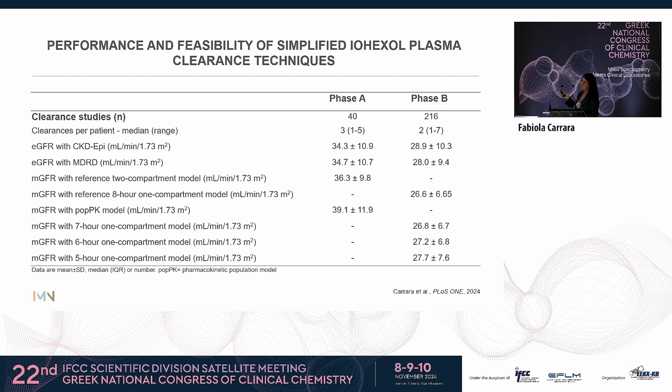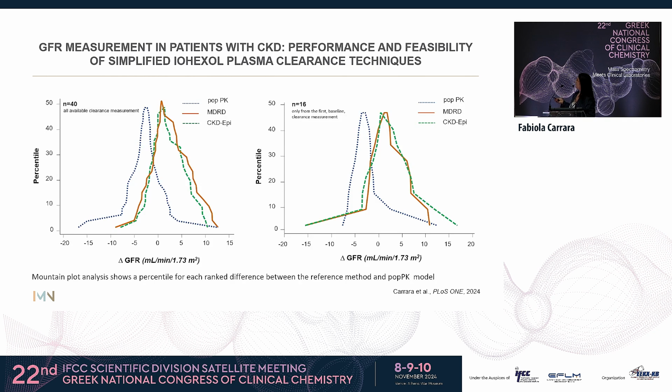And after, in the phase B study, we compare our reference 8-hour 1-compartment model, and we abbreviated the procedure up to 5 hours. Here we can see the results, the mountain plot that shows the percentiles for each rank difference between the reference method and the pharmacokinetic model. Here we can see that in blue, the peaks deviated to the left. So these data indicate a large overestimation of estimated GFR with a population pharmacokinetic model.